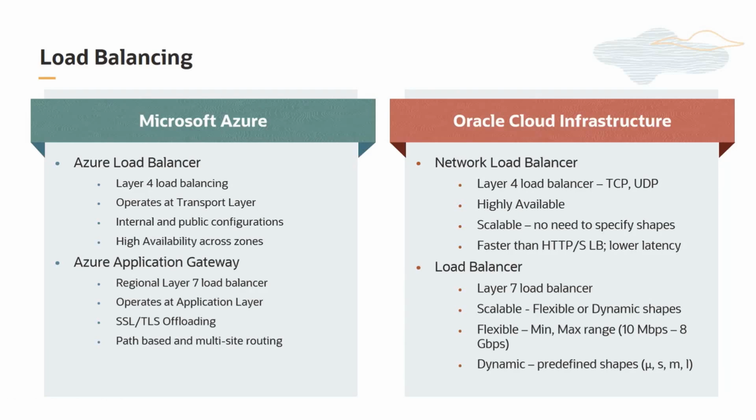In case of Load Balancer, you can pick the type and size of bandwidth shape for your load balancer. And there are basically two types of shapes. The first is flexible shape, where you choose the minimum and maximum bandwidth, and you can specify from 10 Mbps to 8 Gbps. And then there is a dynamic shape where you get an option of predefined shapes. Basically, there are 4: micro, small, medium, and large.